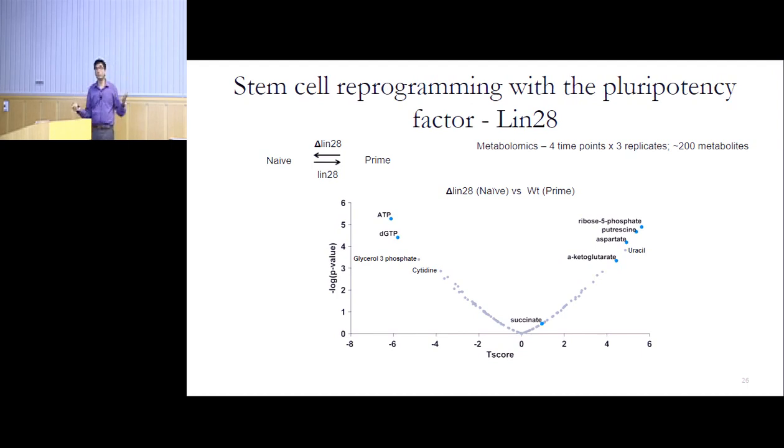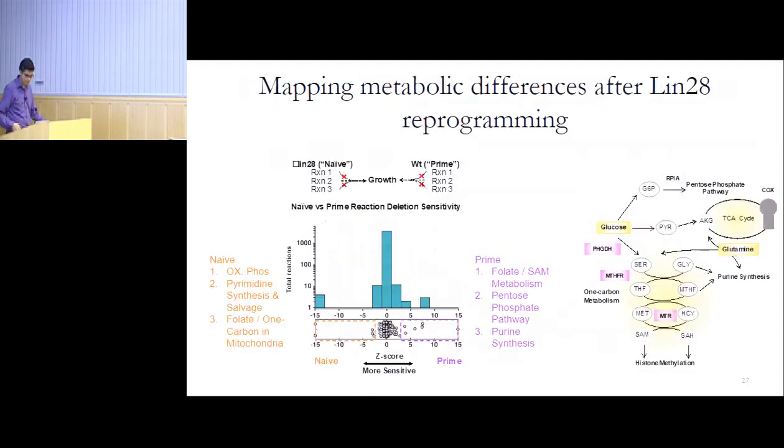And then we did the metabolomics again, and we tried to see what the metabolic differences are between Lin28 knocked off cells and wild type Lin28 cells. Just like before, we found very similar differences between the prime cells with intact Lin28 and naive cells with Lin28 knocked off. Once again, you can see differences in oxidative phosphorylation and pyrimidine synthesis. In the prime state, we saw differences in the folate pathway and purine synthesis, just like earlier. But we also discovered some nuanced differences.